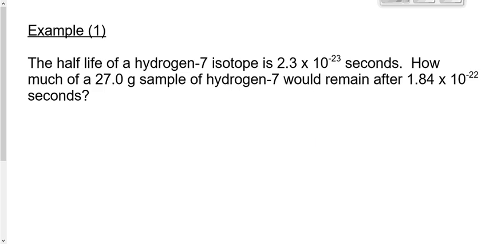Here's the first one that's on the handout that I gave you the first day of this unit. It says the half-life of hydrogen-7 is 2.3 times 10 to the minus 23 seconds. Talk about a quick rate of decay. How much of a 27-gram sample of hydrogen-7 would remain after 1.84 times 10 to the negative 22 seconds?